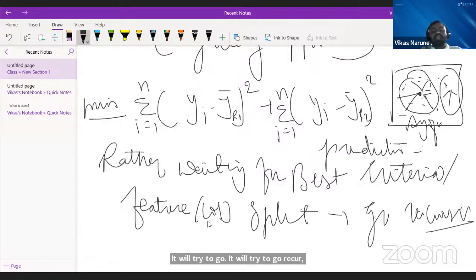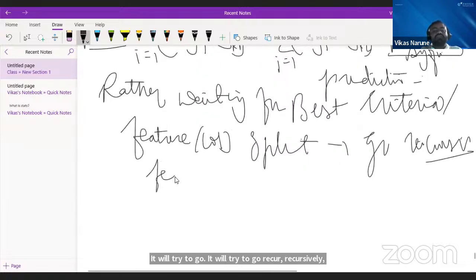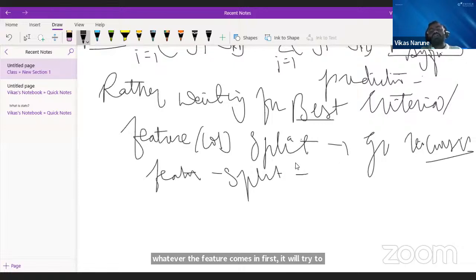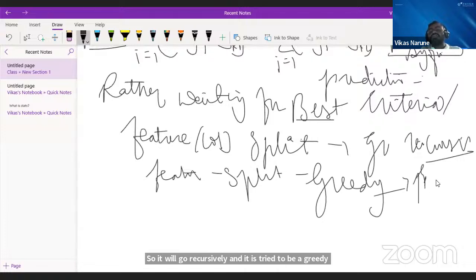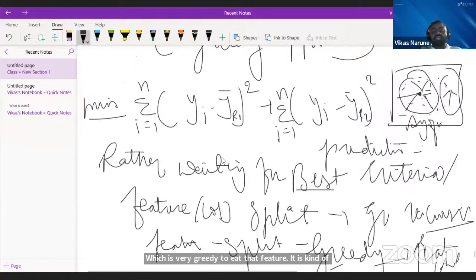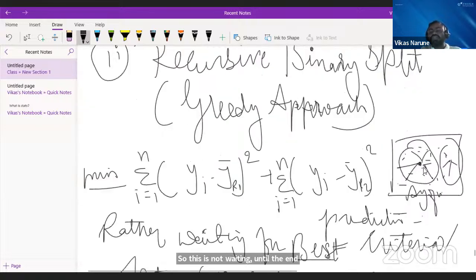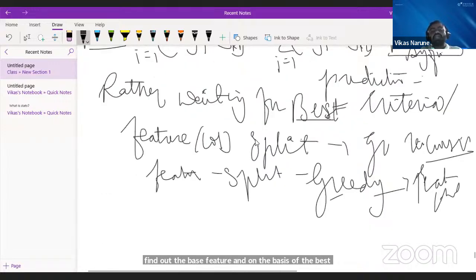Whatever feature comes in first, it will split on that, and it will not wait for the best feature to come in. Rather than choosing the best feature, it goes recursively, and it is trying to be a greedy one. So that's why they call it greedy. It is very greedy to eat that feature. It is not waiting until the end to find the best feature and divide the data into regions on that basis. That is why it is called a greedy approach, guys.